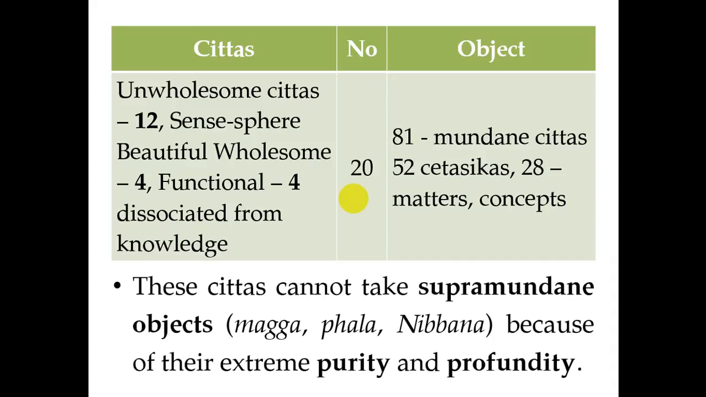So actually, these chaitas cannot take supramundane objects. When we talk about supramundane, we have 9 supramundane objects: 4 magga, 4 phala, and nibbana, right? But when we talk about chaitas, we have only 8 supramundane chaitas. So when we use the word lokottara or supramundane, we have 9, right? Nibbana is not a chaita.